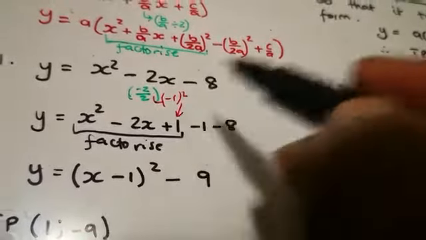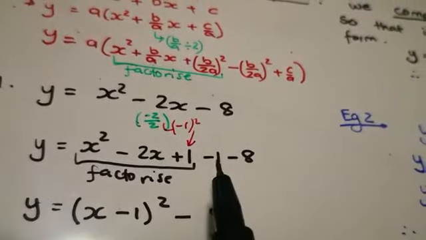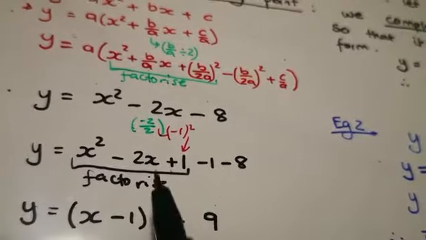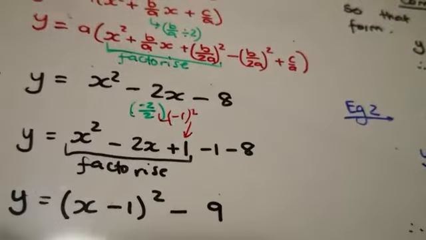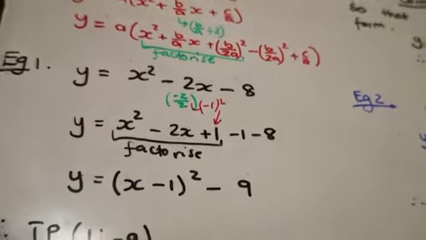When you square negative 1, it gives you 1. Okay, now that 1 is the one that you are going to then subtract, because remember, it's a new addition, so it's an extra number that you put for yourself, so we have to take it away to balance the equation. Okay, so it's minus 1 minus 8, that was already there.